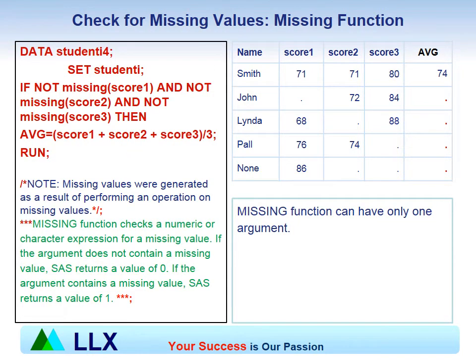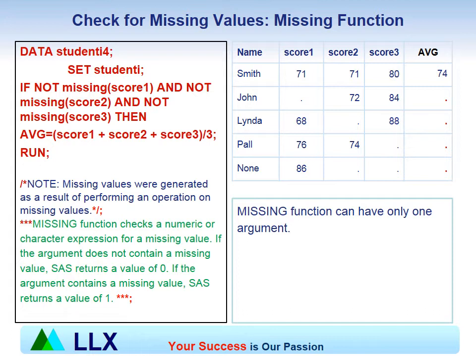Now we're going to talk about checking for missing values using the missing function. If you have a large dataset and you do not want to read through every single cell to find missing values, you can check for missing values within a row using the missing function in conjunction with if-then conditionals and logic statements such as not.